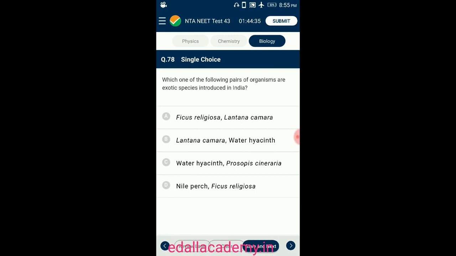Question number 78. Which one of the following pairs of organisms are exotic species introduced in India? A species of organism that is not native to a locality and is moved there from its natural range by humans or other agents is called exotic species. Examples in India: water hyacinth, Lantana camara, etc. So the answer for this question is option B. Lantana camara, water hyacinth.